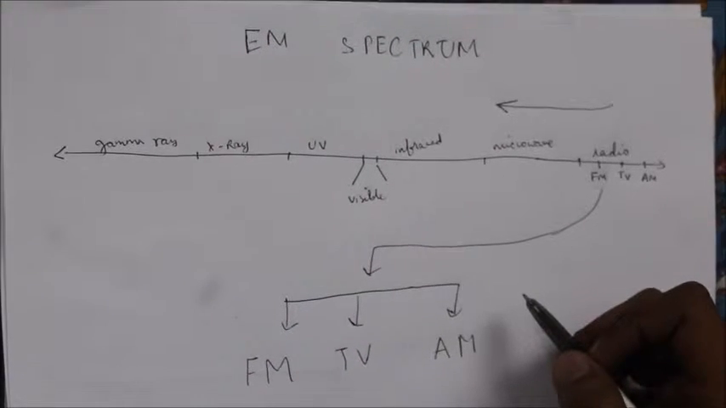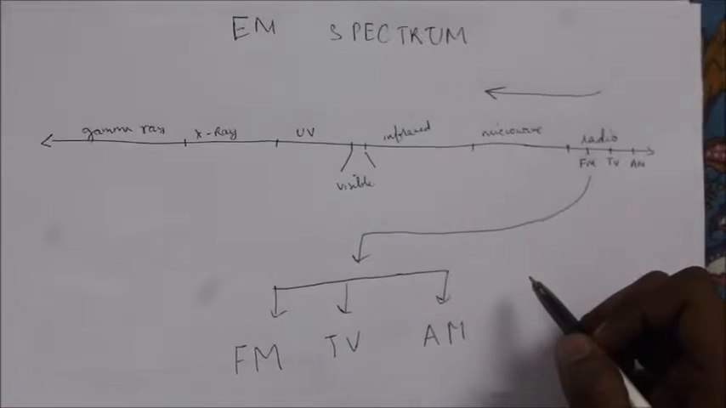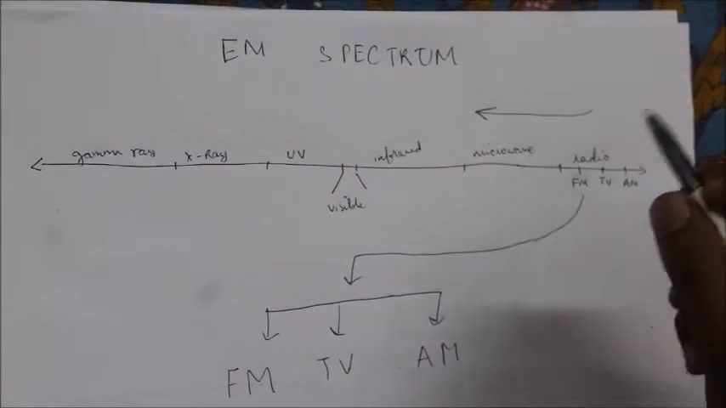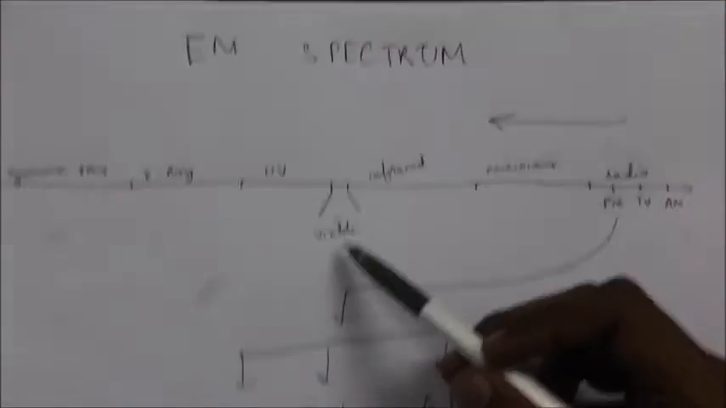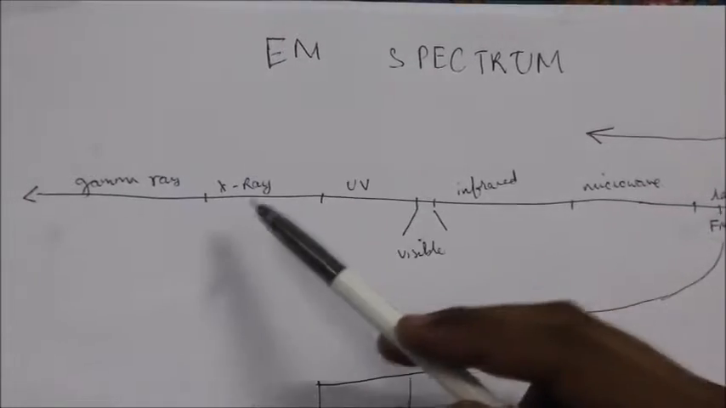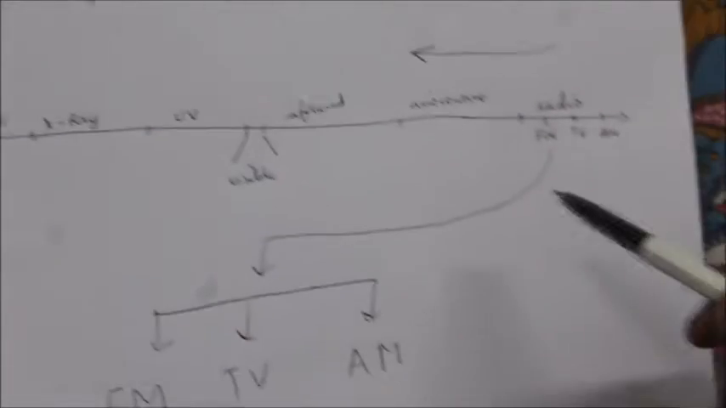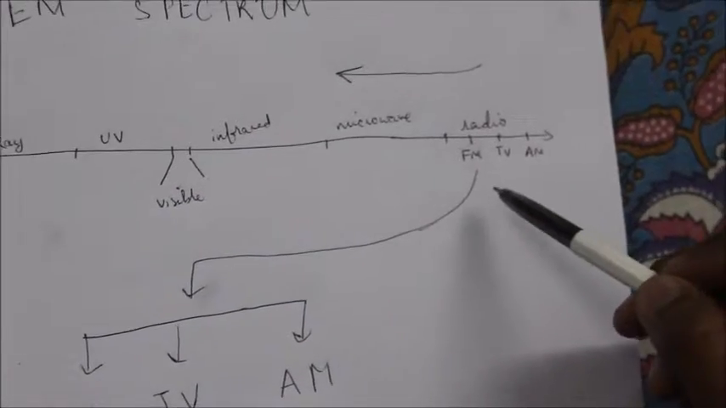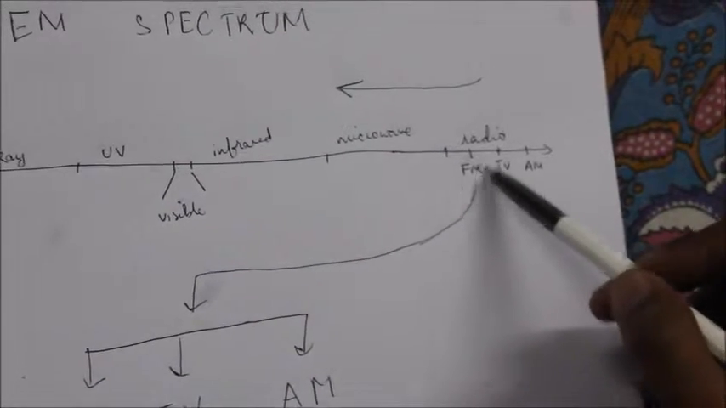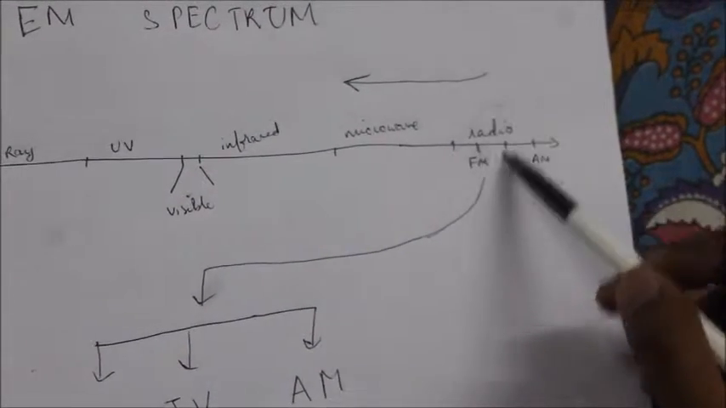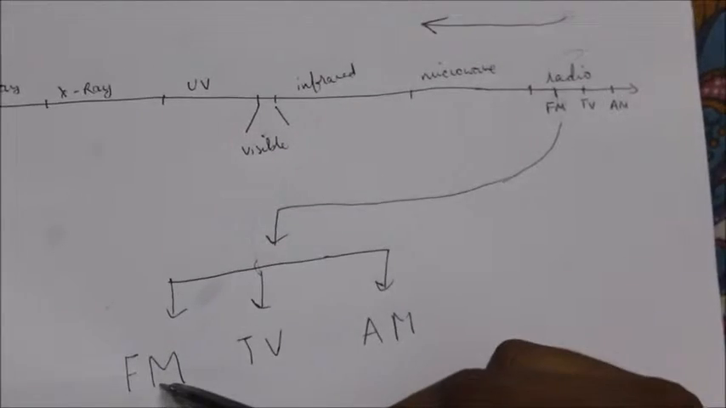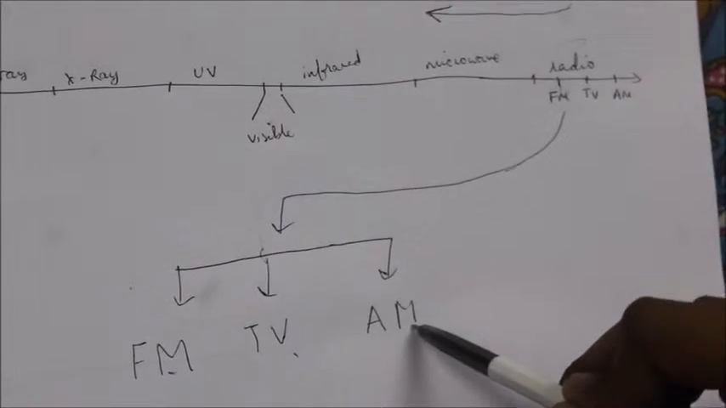This is the frequency distribution of electromagnetic waves. It is divided into radio waves, microwaves, infrared rays, visible rays, UV rays, X-rays and gamma rays. The main input for the FM radio circuit is the FM waves, which lies in the category of radio waves, which is further divided into FM rays, TV and AM waves.